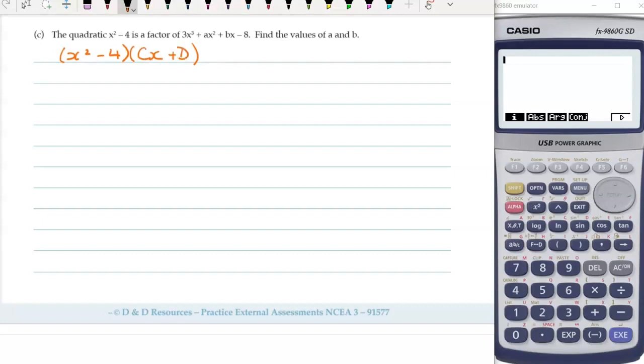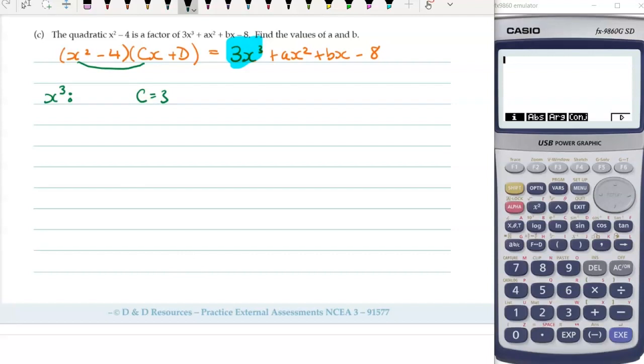We don't know what the c and the d are, but we do know that if we multiplied them out, it's got to make 3x cubed plus ax squared plus bx minus 8. Now, let's have a look at how we can make the 3x cubed on the right. It has to come from doing the x squared times the cx. So therefore the c has to be 3 so that we can make the x cubed. So just looking at the x cubed, c must be 3.